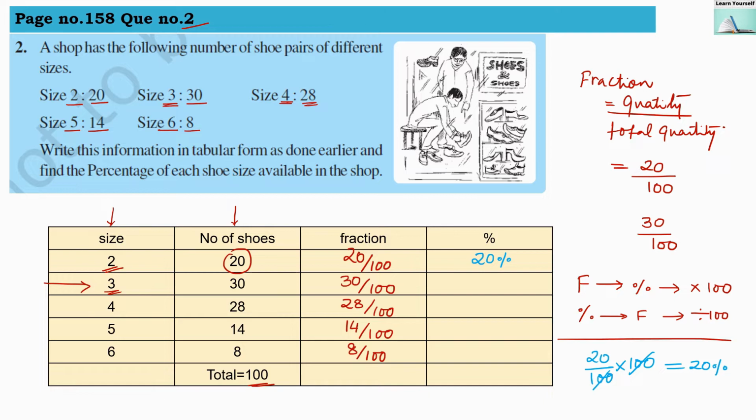Now similarly, 30 divided by 100 multiplied with 100, so 100 and 100 will get cancelled. We will get 30%. Similarly, 28%, 14% and 8%. Now the meaning of this 8% is that out of all the shoes, 8% of shoes are of size 6. So that is how we have represented here the percentage and fraction for all these shoes.